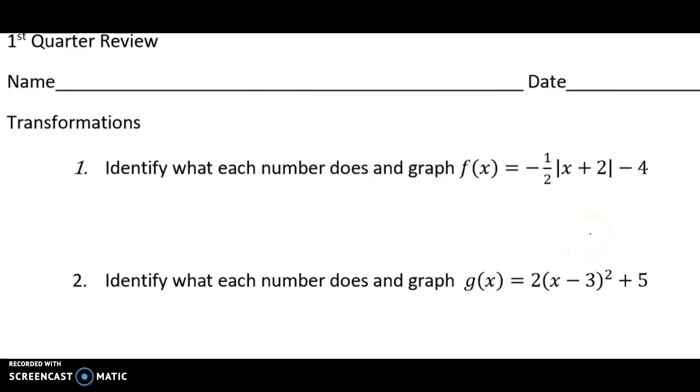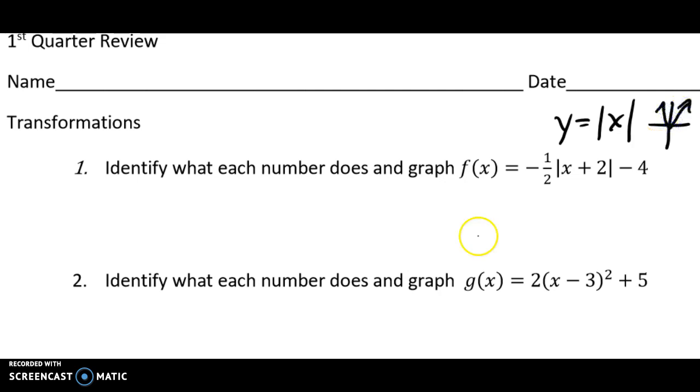So we're just going to go over all these problems to make sure we get them right. Here we have a graph that we're going to graph, and we're going to see the numbers of what each one does. Just remember, absolute values, when we graph them, make V shapes.